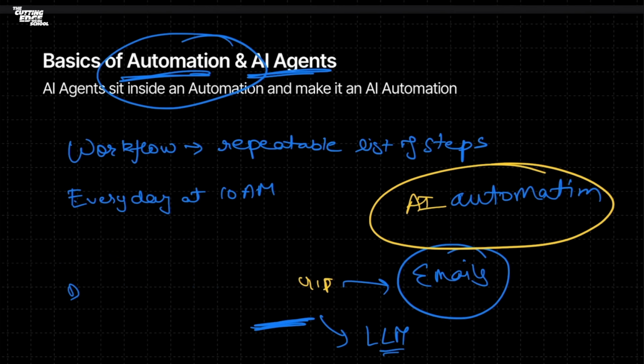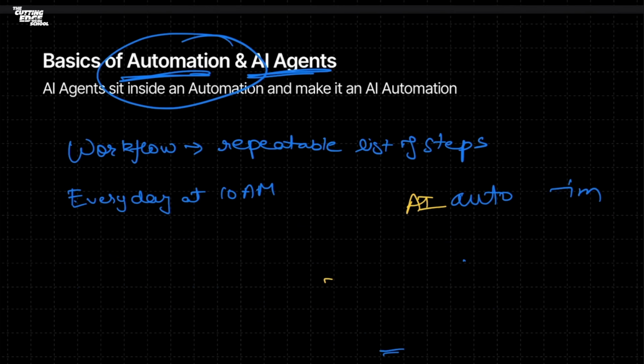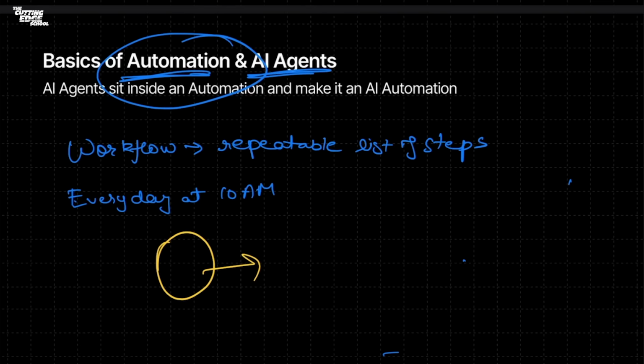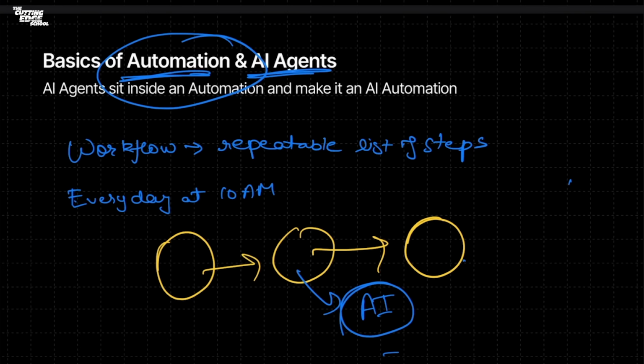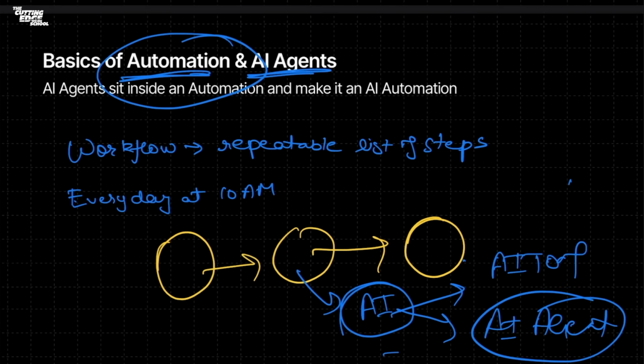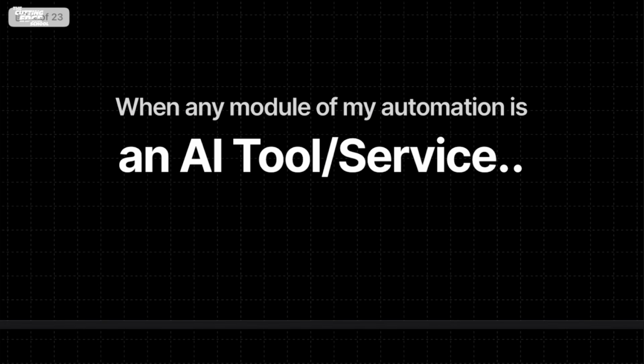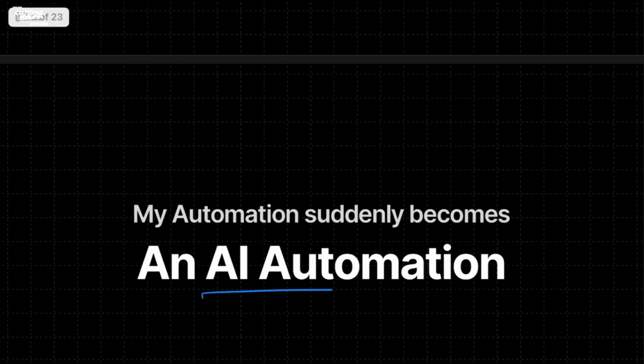Now the thing is, this one single part of this entire automation, as I told you, there can be different kinds of modules, right? So I told you module 1, module 2, module 3. If this module uses AI, then my automation becomes an AI automation. Now this module can either be just one AI tool or it can be an AI agent. And let me first explain the difference between an AI tool and an AI agent. So firstly, when any module of my automation is an AI tool or service, it becomes an AI automation.